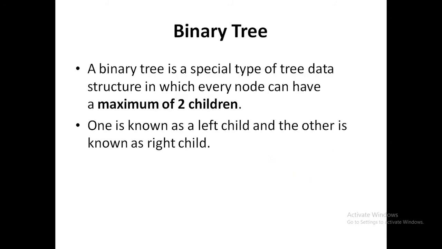In abstract data types like array, linked list, stack or queue, we can traverse the elements using only one order, that is sequential order. But in a tree, we can traverse the elements using different ways.